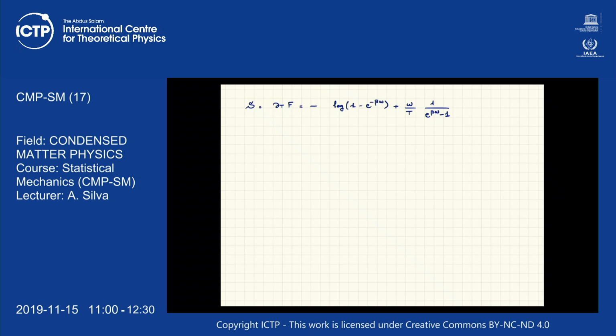What happens when beta omega is much larger than 1? That is, when the temperature tends to 0. In that case, the logarithm goes to 0, and also the other term goes to 0. So everything goes to 0, and in practice, when the temperature goes to 0, the entropy S tends to 0.